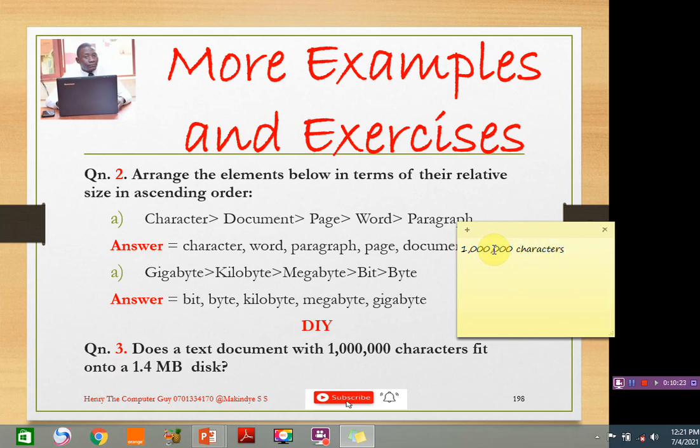So what does that mean? Remember we said a character is the same as a byte. So we can write it again as bytes. Do we understand it now? Yeah. They're asking us, do the 1 million bytes fit onto a 1.4 MB disk? So we have to prove whether they fit.